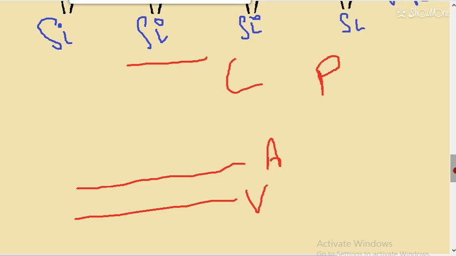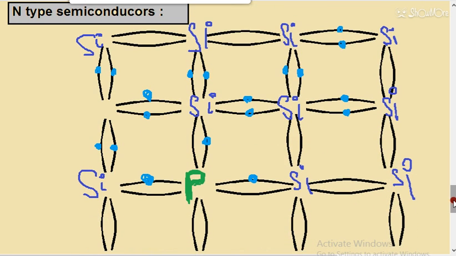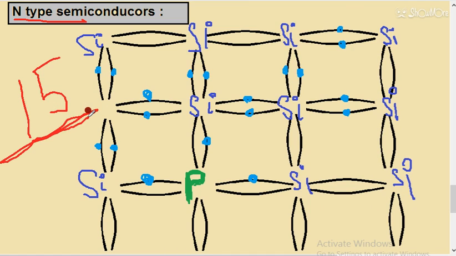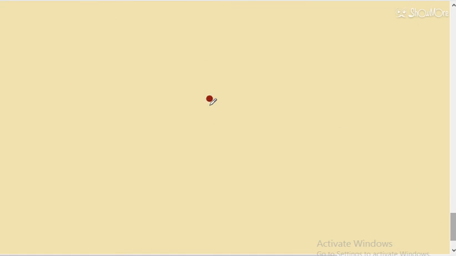Then we discussed n type semiconductor, how we get it: by doping of pentavalent impurity, that is group number 15, added to group number 14. Examples are phosphorus and arsenic. You have to remember the elements of group number 15. Then we discussed the diagram of this one.